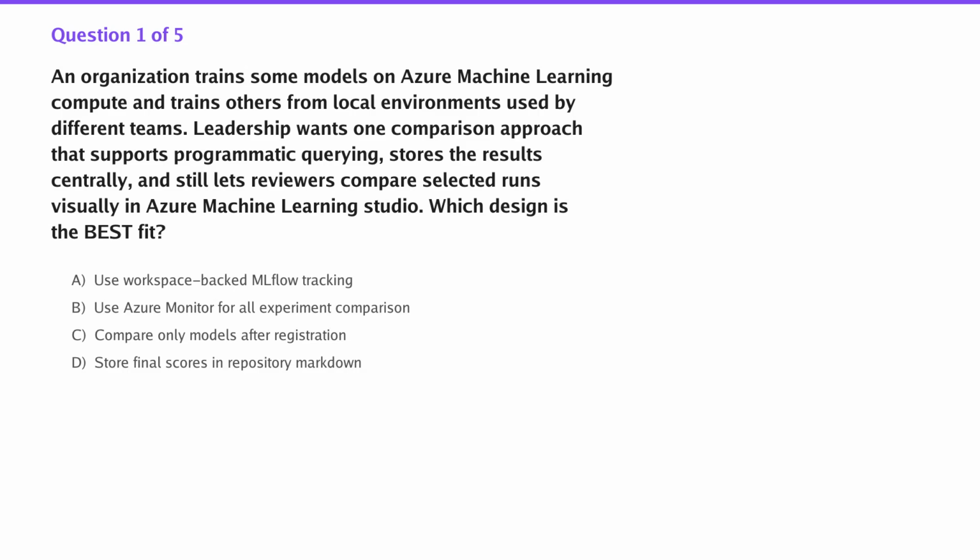An organization trains some models on Azure Machine Learning compute and trains others from local environments used by different teams. Leadership wants one comparison approach that supports programmatic querying, stores the results centrally, and still lets reviewers compare selected runs visually in Azure Machine Learning Studio. Which design is the best fit?